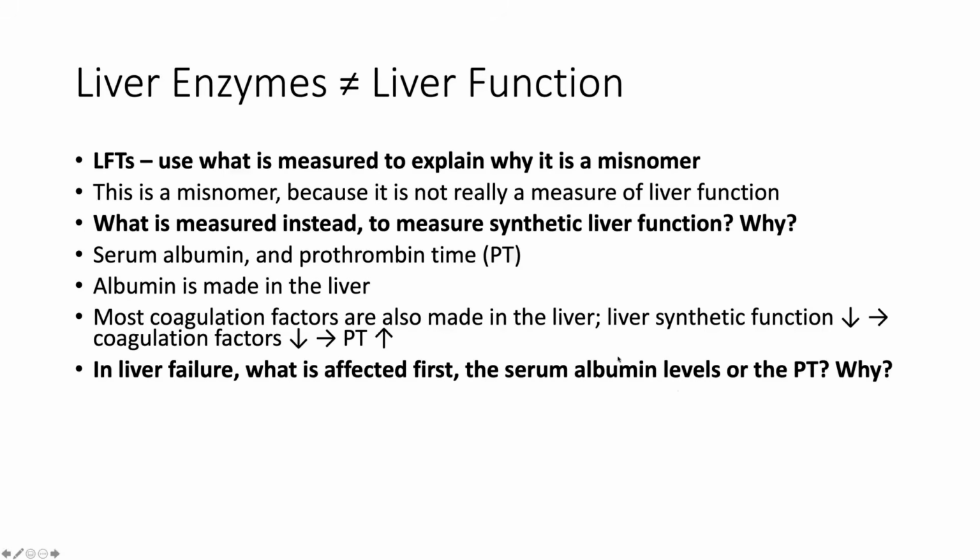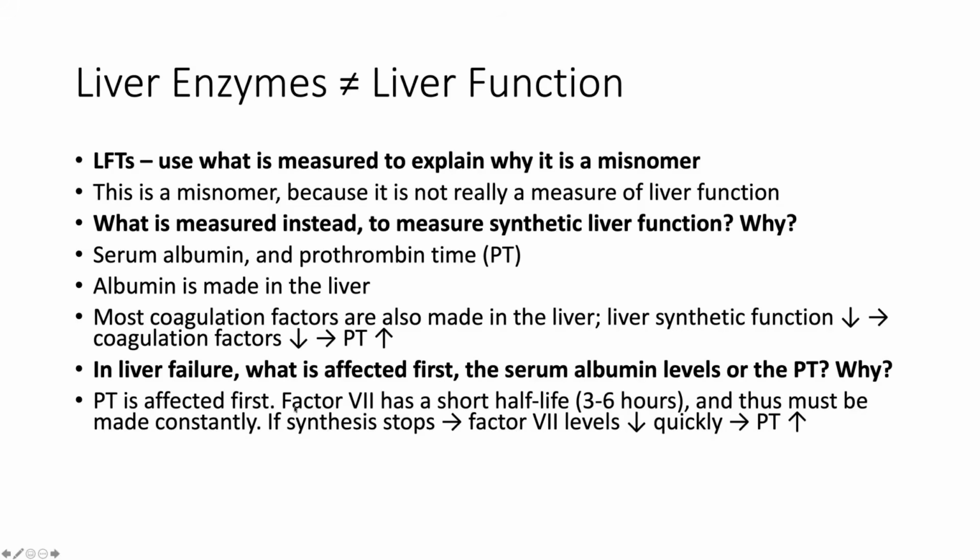Albumin, I want to say albumin has a longer half-life. So if I were to stop making all proteins, what levels are going to decrease first? The coagulation factors will decrease first. Exactly. So PT is affected first. That is because factor 7 in particular has a very short half-life, somewhere in the order of 3 to 6 hours. So in other words, if I stopped making proteins, my factor 7 levels within 5 hours would be half. And then within 10 hours, 6 to 12 hours, they would be like a quarter. So that's very quick.